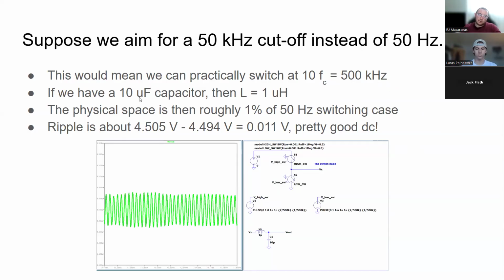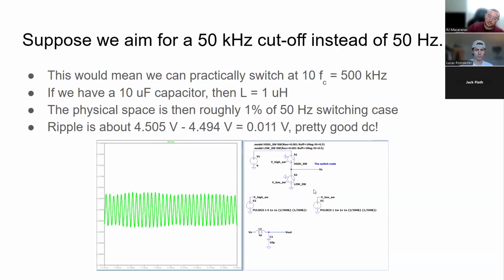And again, if we run with using this 10 microfarad capacitor, which is in a very tiny package, then we can actually shrink down our inductance to 1 microhenry. And so in terms of physical space, this is about 1% of that 50 hertz switching case, where our components were just way too big.